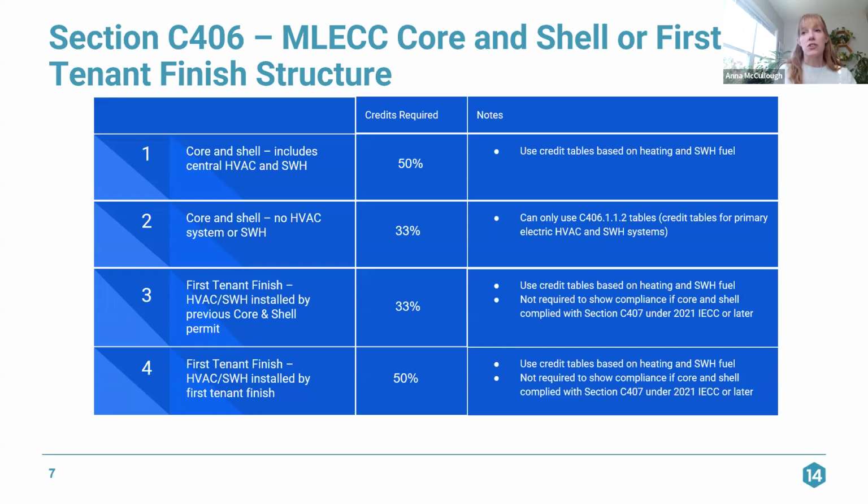If the HVAC and service water heating is being installed by the first tenant finish, so this is the accompanying, it's a hard word to say, section after number 2 here, then we are going to require only 50% of the credits required. And again, you need to reference the correct tables. If you are installing primary gas heating, you're going to have to meet those higher point thresholds.